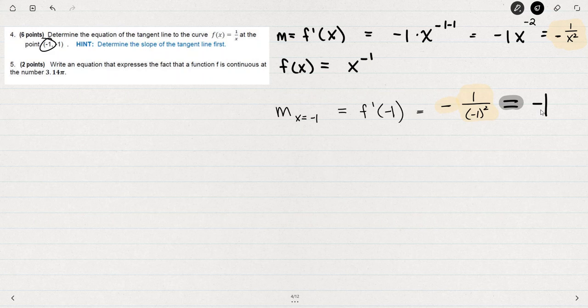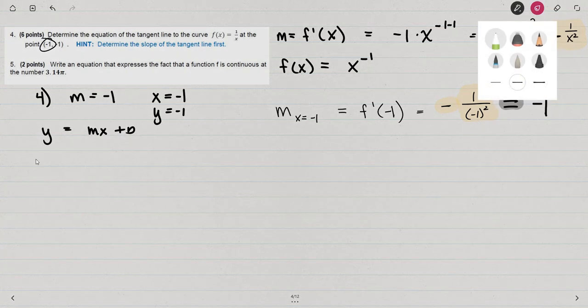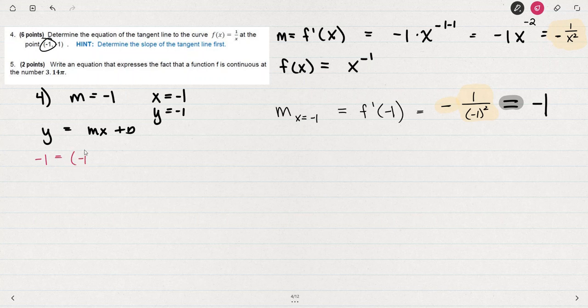So we have the opposite of 1 over 1, which is -1. So now what I know for number 4 is that the slope of our tangent line is -1, and I know that we've got this point, x is -1, y is -1. I can use that to find b, y equals mx plus b. So -1 equals -1 times -1 plus b. -1 equals 1 plus b, subtracting 1 from both sides. I'm going to get that b is equal to -2.